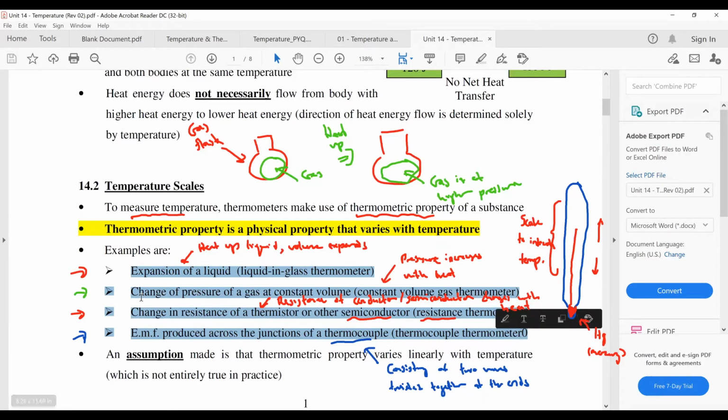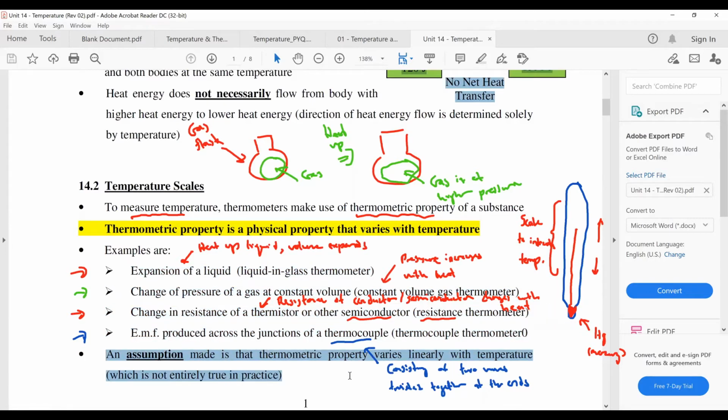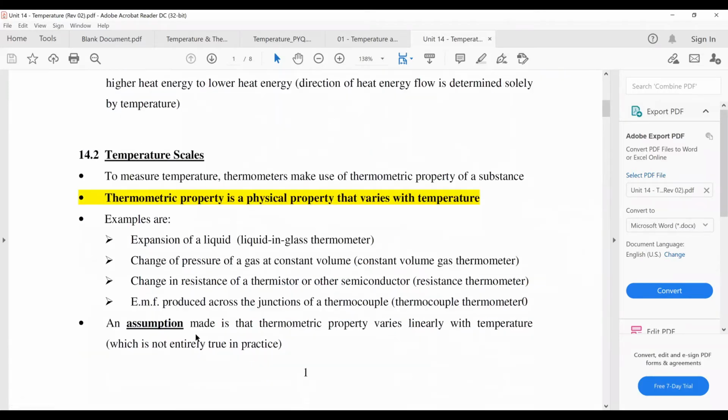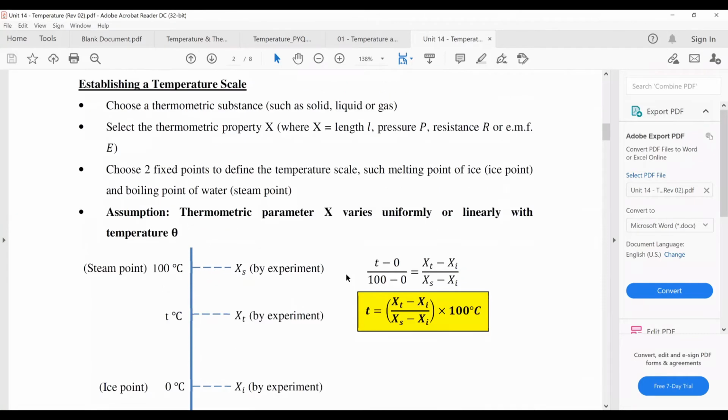Okay. Now, for all these thermometric properties here, there's a very important assumption that we make. The assumption here that we make is that thermometric properties actually vary linearly with temperature. This is just an assumption. Okay, but it's not necessarily true. So it's because we assume that thermometric properties vary linearly with temperature that we can make use of a particular equation to find temperature from thermometric property.